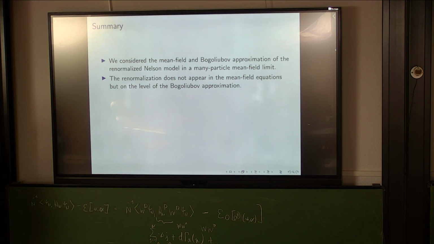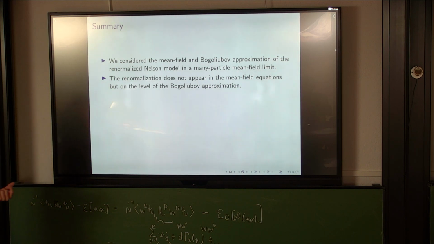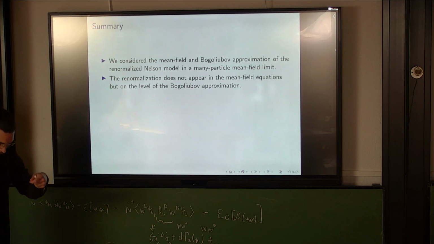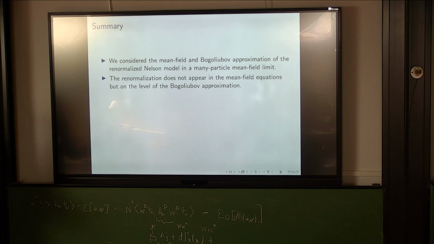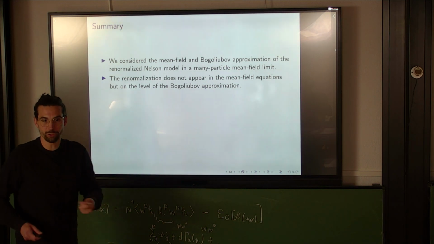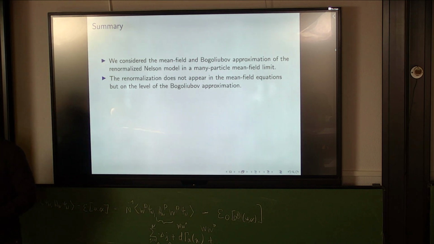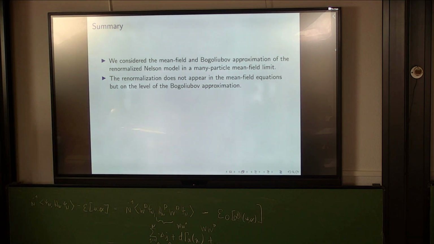And the renormalization does not appear in the mean field equations, but it appears on the level of the Bogoliubov approximation. That it does not appear on the level of the mean field equations is maybe not so surprising, because the renormalization basically is obtained by subtracting a constant, and the functional beta and the reduced density matrices don't see a phase, so this is maybe expected.